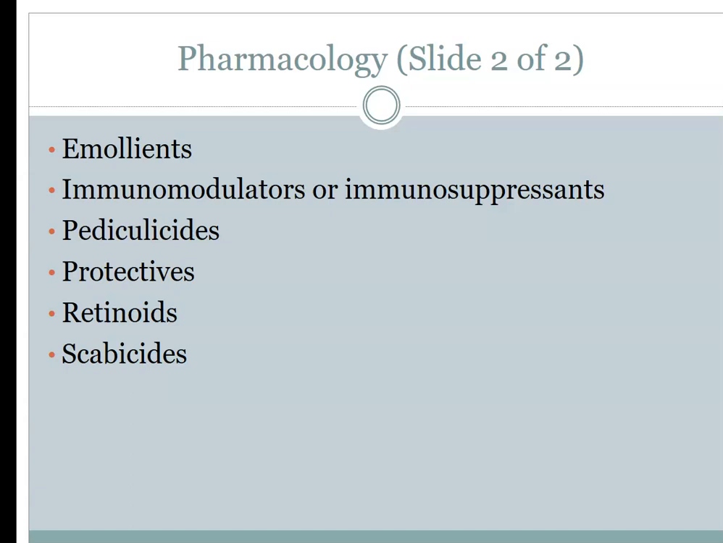Pediculicides destroy lice. Protectives or protectants protect the skin against sunlight with sun protection factors, which are known as SPFs, applied topically. Retinoids alter the growth of the top layer of skin and may be used to treat acne, reduce wrinkles, and treat psoriasis. And then scabicides destroy mites and scabies.